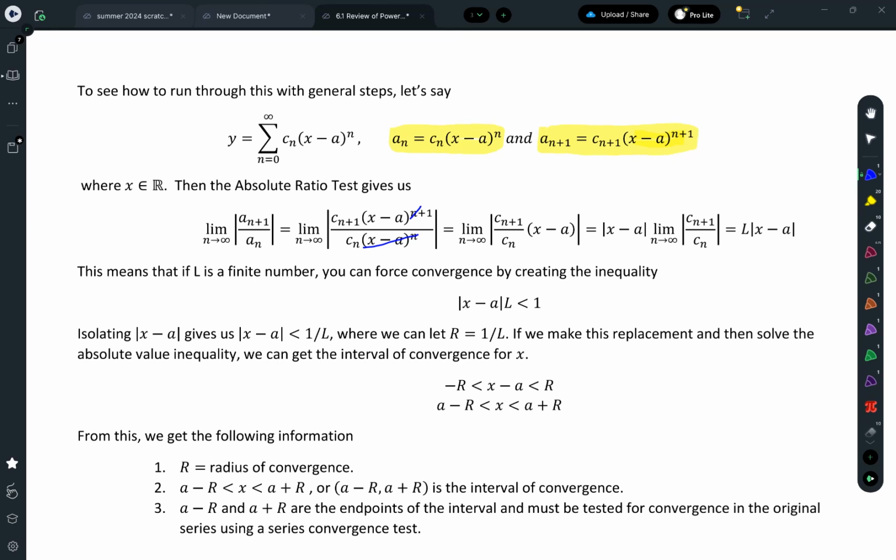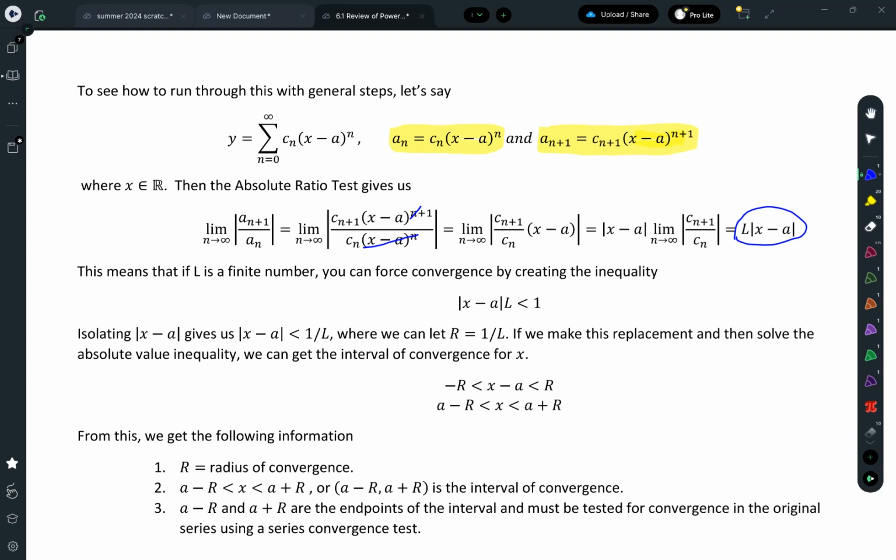But now let's say that the limit on that ratio of c sub n plus 1 over c sub n is equal to some value L. Okay? So we get a value L. This is the result of the absolute ratio test: L times the absolute value of x minus a.